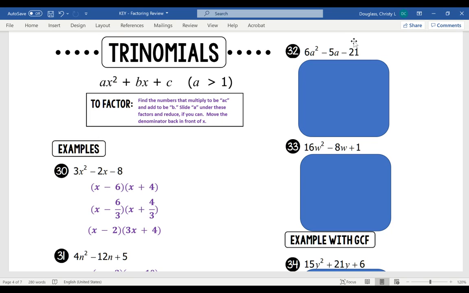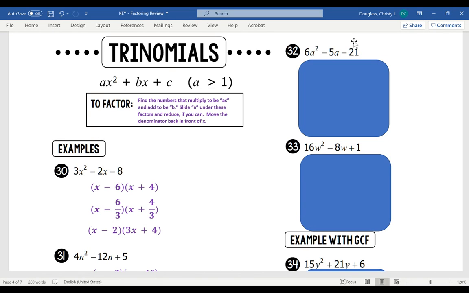I try 7. 7 goes into 126 18 times. So I could say that 7 times negative 18 is negative 126. But 7 plus negative 18 is not negative 5. I move on to 8, which does not divide evenly into 126. So I move on to 9. You may be thinking, wow, this is a lot of work. Yes, it is, but by being very systematic, I know that I'm trying every combination, and I know I'll eventually get to the right answer if there is one.